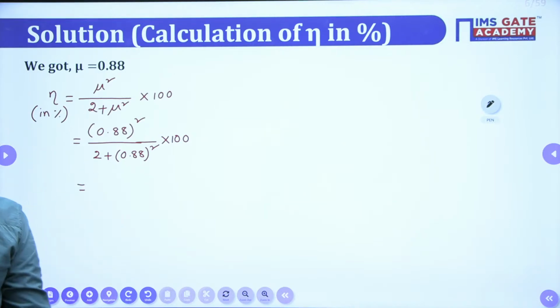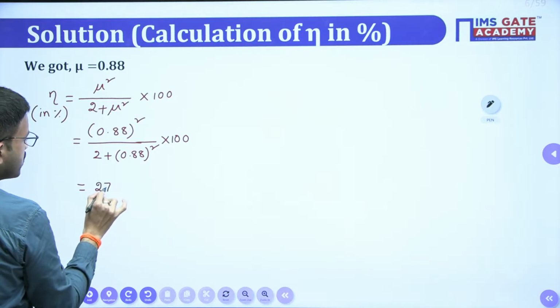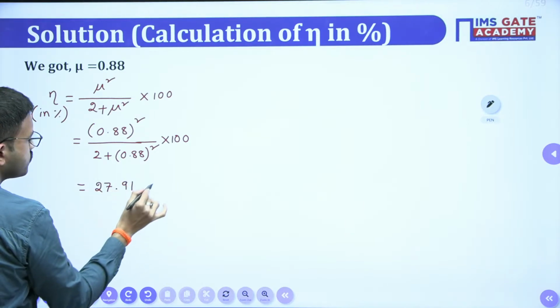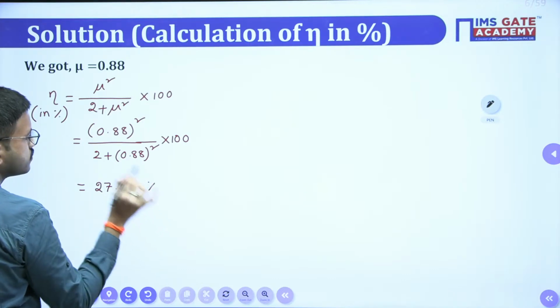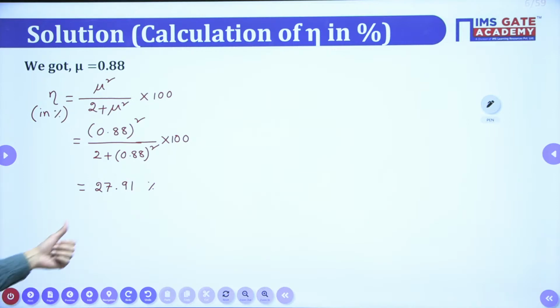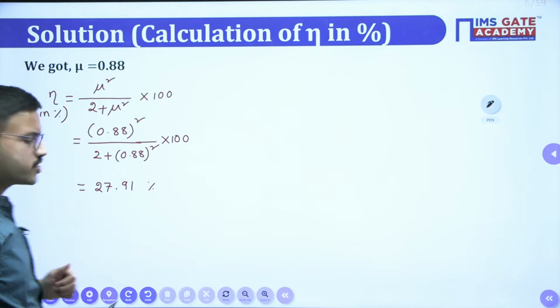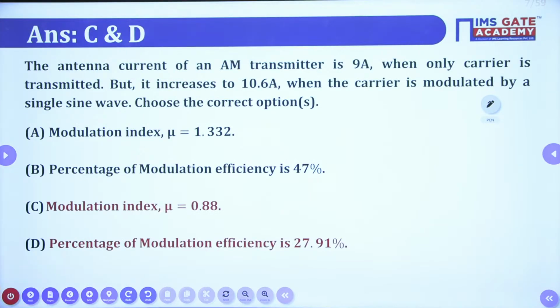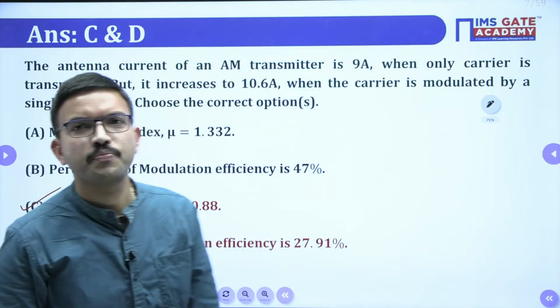You will get 27.91. 27.91 is the modulation efficiency in terms of percentage we got. Okay. So now the final answer for this question is you are having two choices, option C and option D. Yes, very good, Mayank.